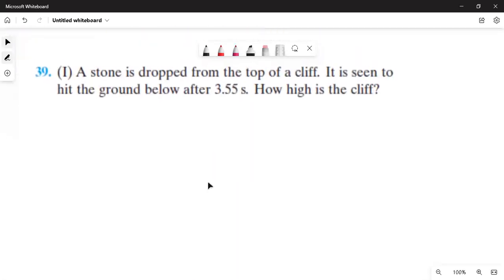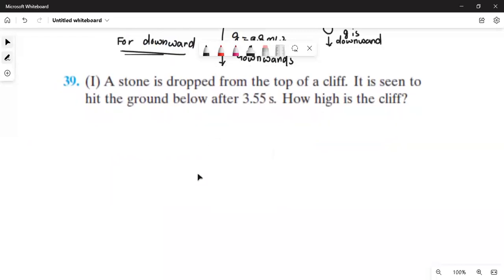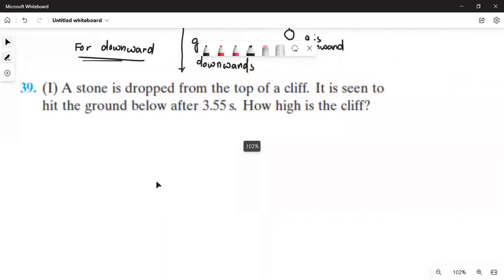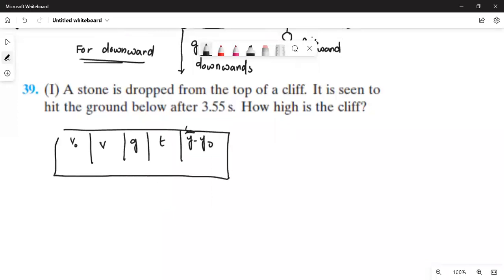Okay, this is the first problem. Before I start reading, what I need to do, if you remember, we make a box. We need to make a table or a box for different values. The box here will have all those 5 values which we used to have. So first of all, we need V naught, V, G, t and y minus y naught. We will just substitute the values and we will get what will happen.